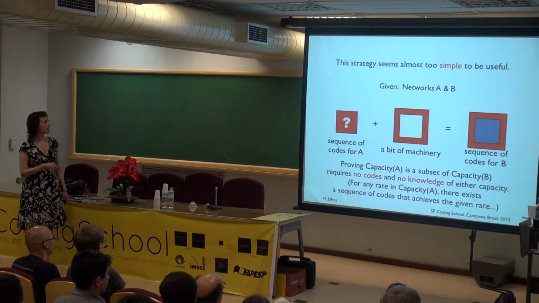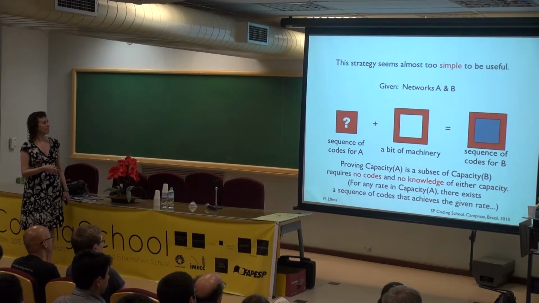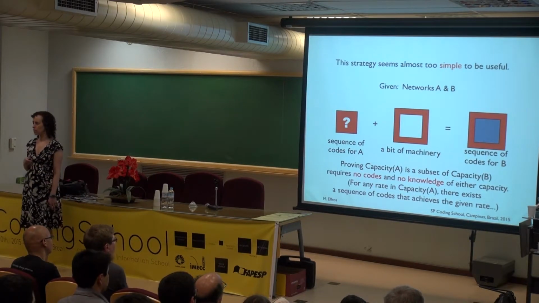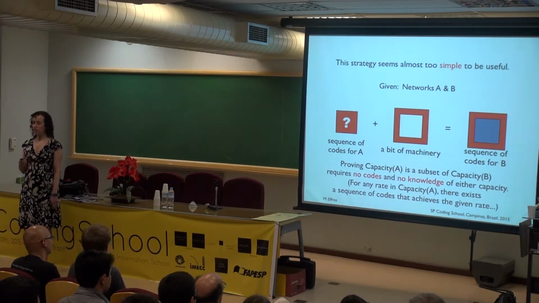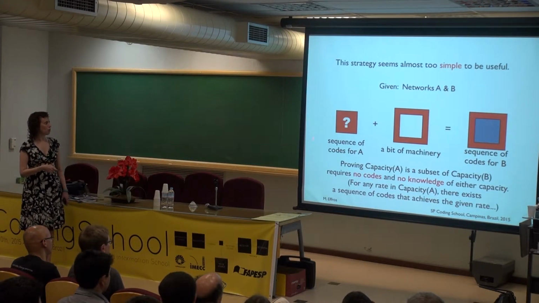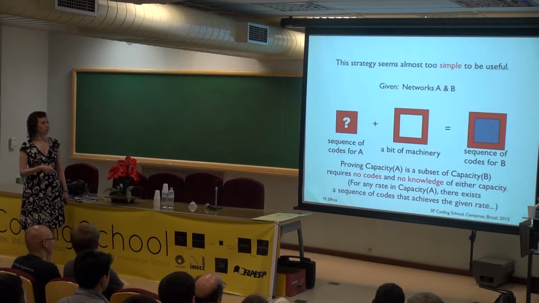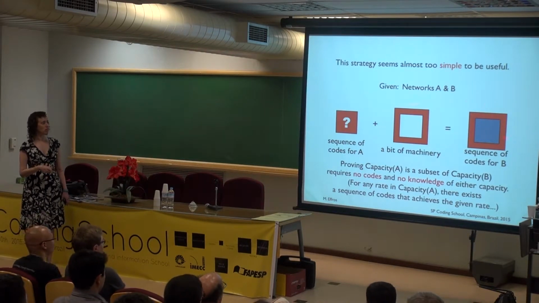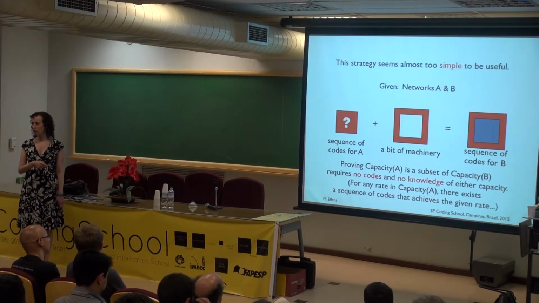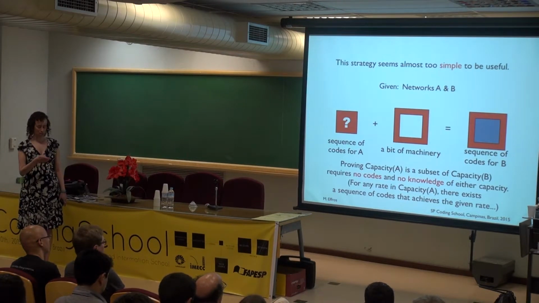You can show that the capacity region of one network is a subset or equal to the capacity region of the other network without knowing what either of those capacity regions looks like. Just by showing that if you had a code or a sequence of codes for one, you can turn it into a sequence of codes for the other. And if the first was reliable, the second will be reliable as well. So we'll focus here on this machinery.